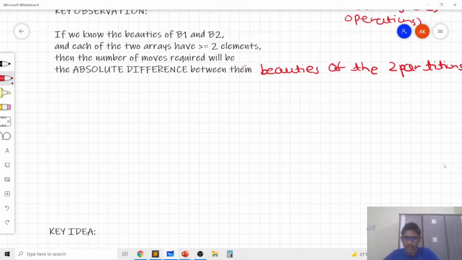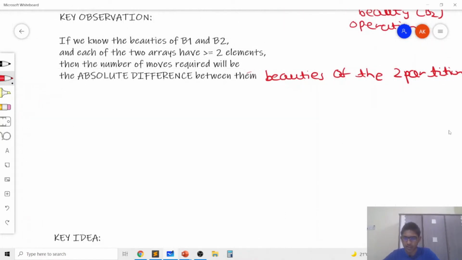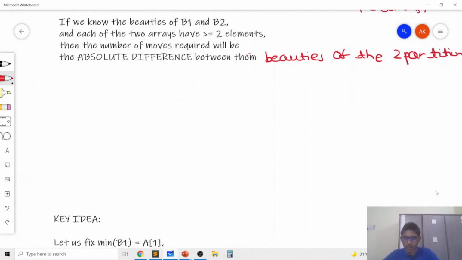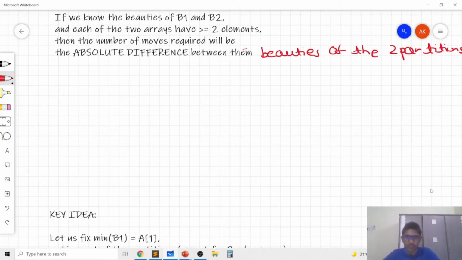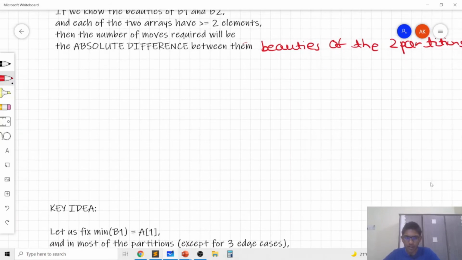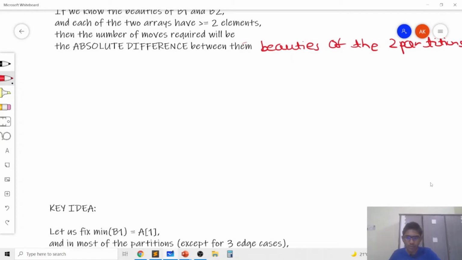So the key idea directly arises from the examples themselves. We first fix the minimum of B1 to be A of 1, because the order of the two partitions does not matter. That's why we can call the partition which has A of 1 B1, and we can call the other partition B2. And in the general case, for most of the partitions, except for 3 edge cases which I'll be mentioning, we have the following condition met: B2 will contain A of n.